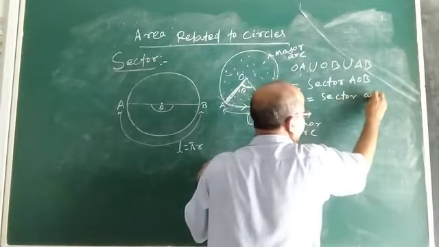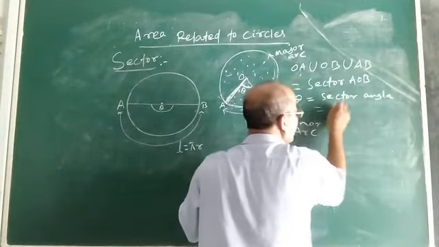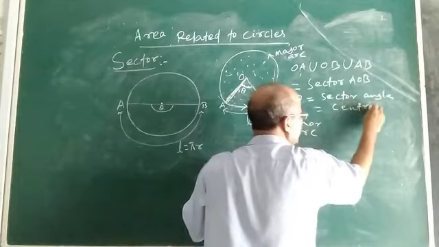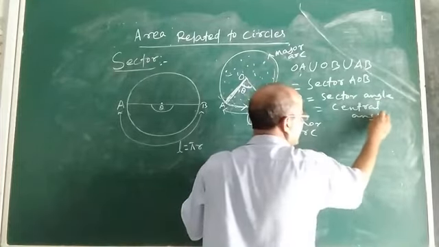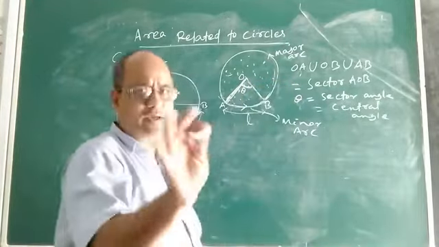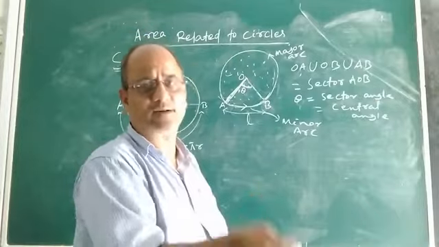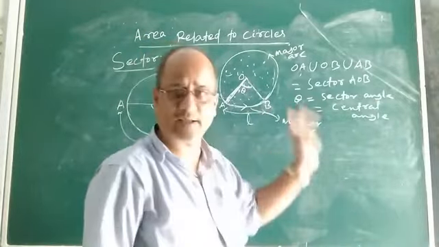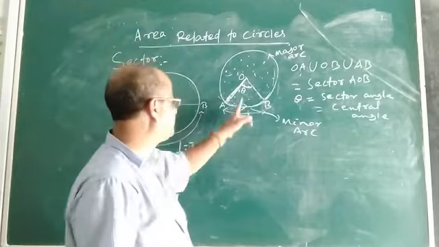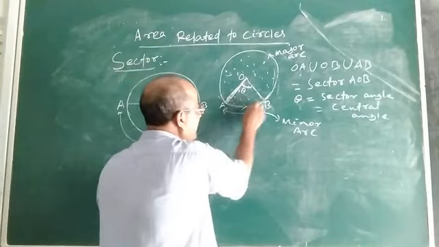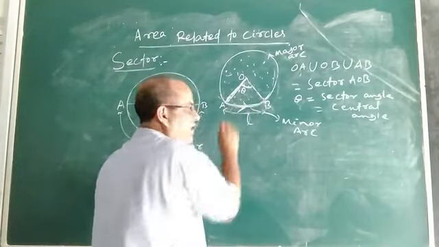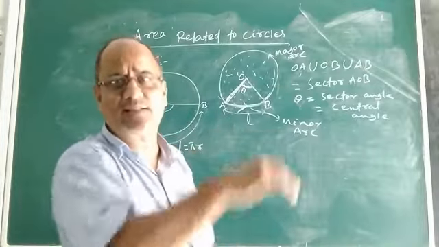It is called sector angle, or we can say central angle also. So we came to know what is sector, what is minor sector, what is major sector, what is sector angle, etc. Now look at children, this is the arc, this is the minor arc. Now the point is how to find the length of an arc.